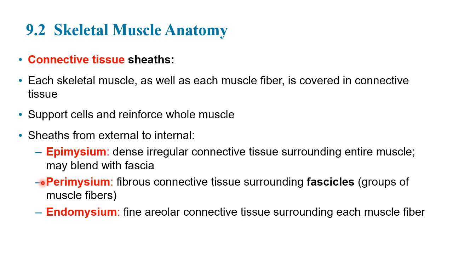So epimysium and perimysium, those are both dense, fibrous, irregular connective tissues. Now, endomysium is fine areolar connective tissue. So this is different than the other two types of tissue. And this is going to surround each muscle fiber, okay, individually.